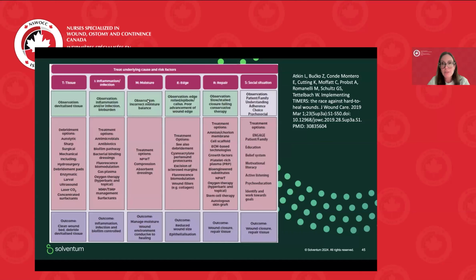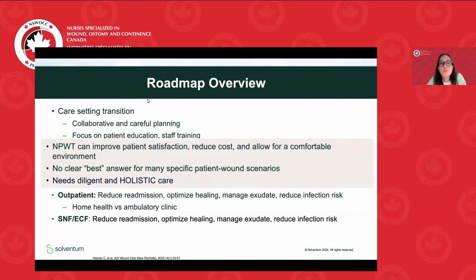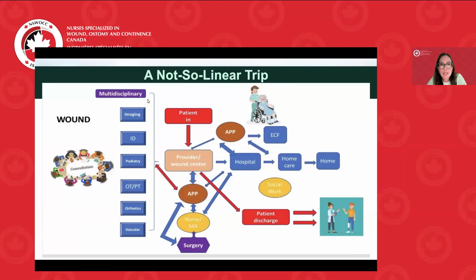Doing a lecture with Kathy Milne, who actually pointed out the S for TIMERS, adding that social situation and making sure that the dressing that we're choosing can be fit into the patient's social situation, making sure that we're looking at that care setting transition, knowing that there's no best answer for one wound or one patient all of the time. So we also have to be flexible and willing to work through that.